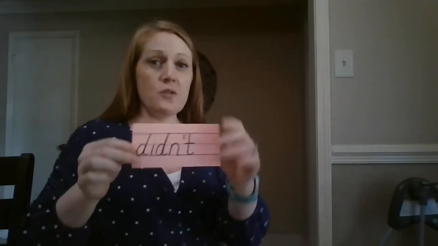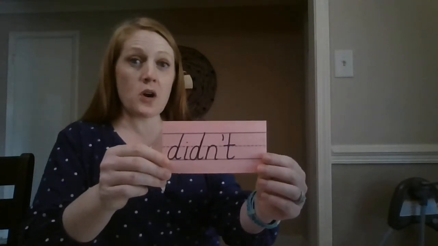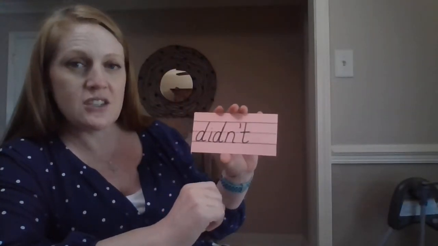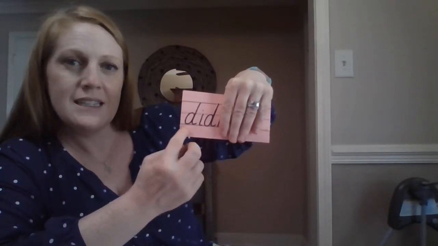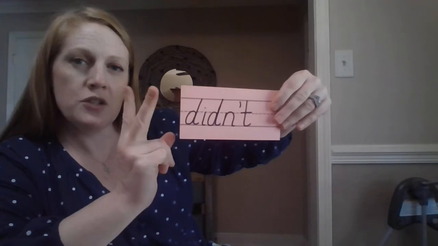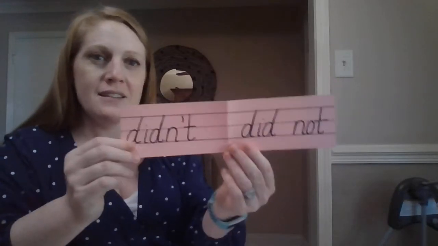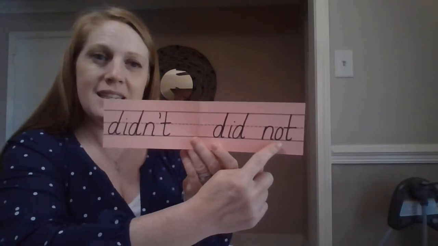Now, we're going to do it backwards now. I'm going to start off by showing you the contraction. We're going to read the contraction, and then you all are going to tell me the two words that make up the contraction. All right, so let's look at what we have here. We know that N apostrophe T is going to say nt. So let's look at the first part here. D, id, did, nt. What's our contraction? Didn't. Very good. What two words make up didn't? Did not. Very good. The apostrophe took the place of the O in did not.